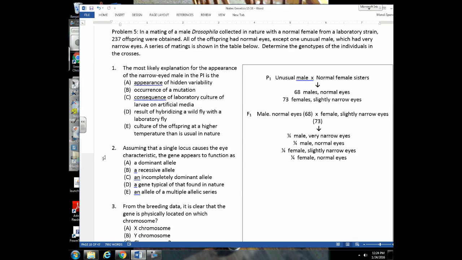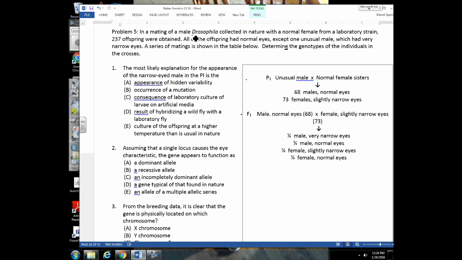So here I have an old AP question set, and it's very similar to the question that we just finished answering. So take a second and read through the information. There's some multiple choice questions associated with it. And eventually I'm going to go through and determine the genotypes of all the individuals of these crosses that you see here in the box. So if you want to try this on your own, go for it.